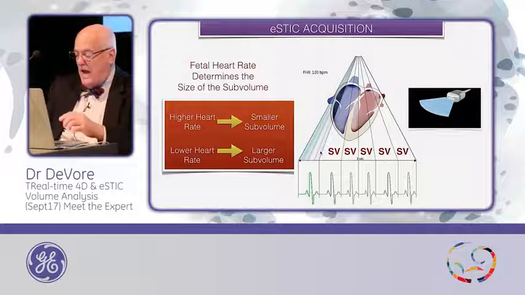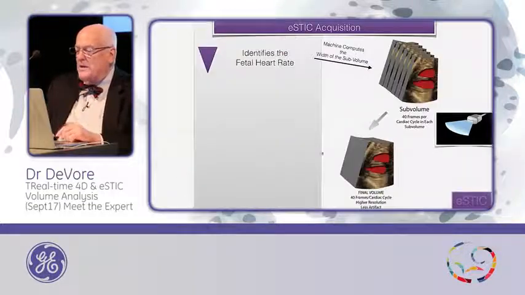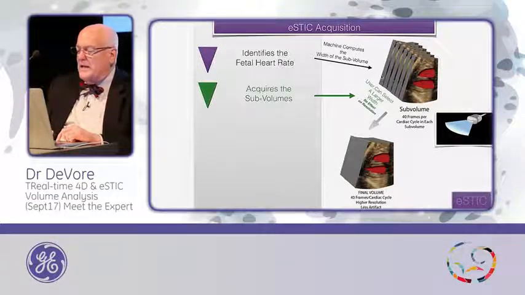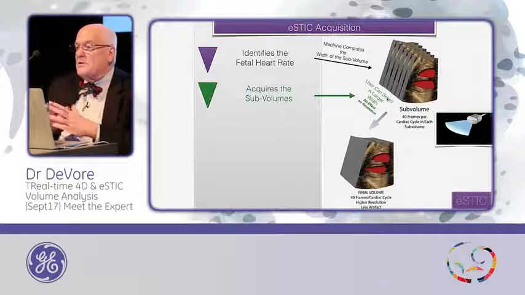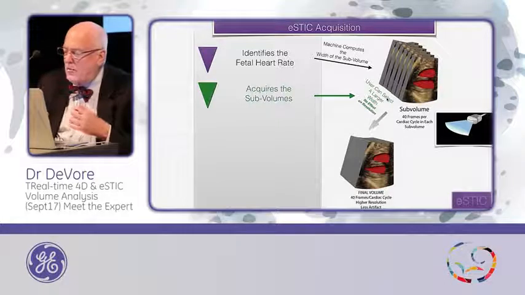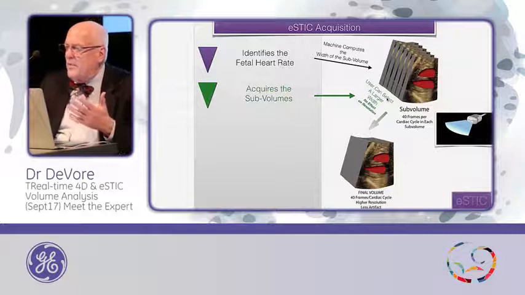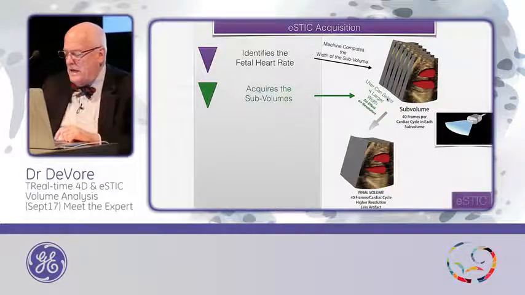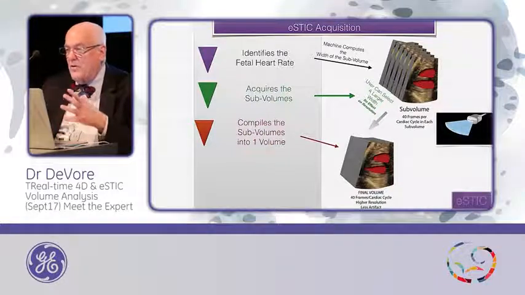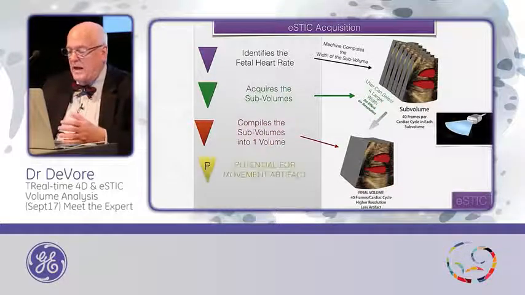So once the subvolume is captured, it identifies the heart rate, like I said, and again, the machine computes that. It then acquires the subvolumes, and there's no limit on the distance that it travels, which is a great thing for looking at the heart. We want to acquire all the information from the stomach to the neck. That's not a problem because of the way this is being done. The subvolumes are then compiled, and we make a single volume from which we can analyze.